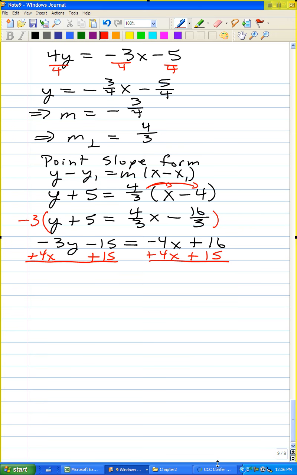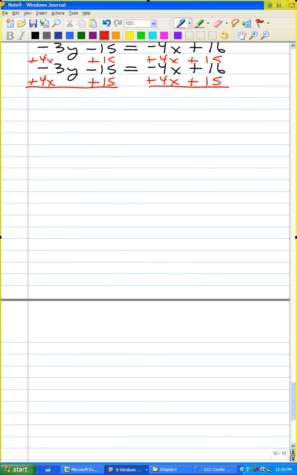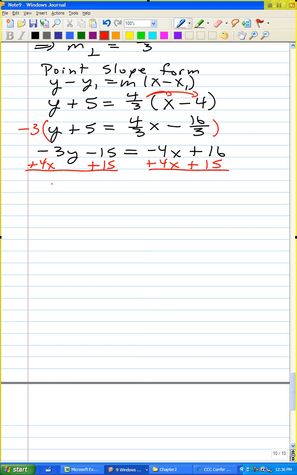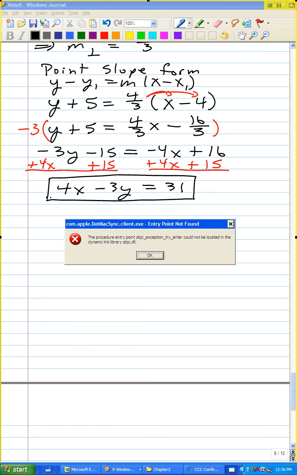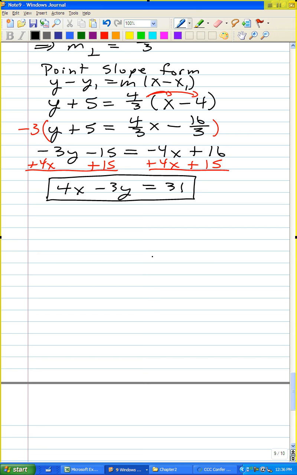Okay, so now I have here 4x minus 3y equals 31. And so now notice that all of this is in standard form, and all of the coefficients are integer valued. The coefficient in front of x is positive, and there are no common factors.